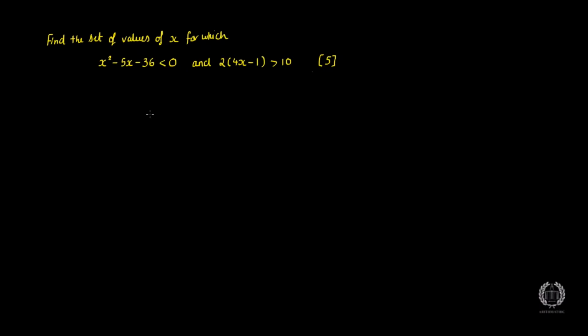In this tutorial we'll be going through an exam question on inequalities, and this is a 5-mark question. If you look at the question, it says we need to find the set of values for x for which x squared minus 5x minus 36 is smaller than 0, and 2(4x minus 1) is greater than 10.